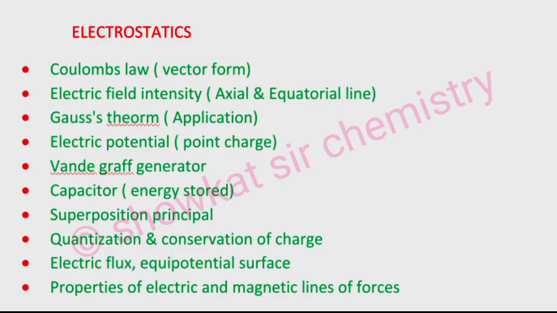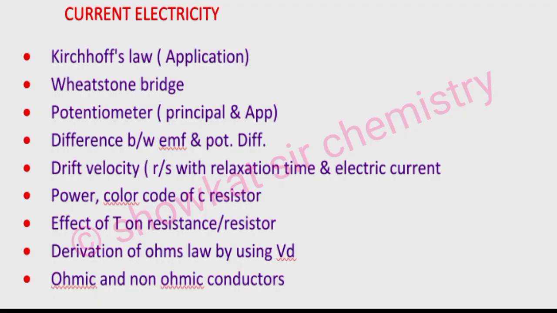Now let's move towards the next chapter, that is current electricity. It carries 7 marks. So first off, here you will study Kirchhoff's law and its application. Next is Wheatstone bridge. Next you will study potentiometer, its principle, application. Similarly, the difference between EMF and potential difference. Similarly, drift velocity and the relationship between drift velocity and relaxation time. You should know about relaxation time. Here you will also derive the relationship between drift velocity and electric current.